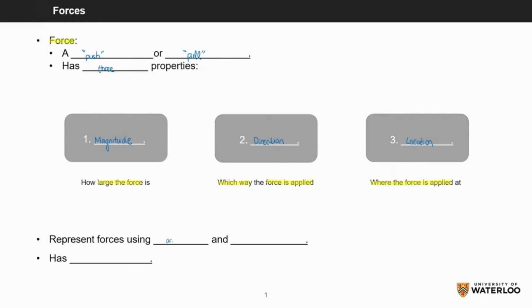We represent forces with arrows and vectors since forces have a direction and not only a magnitude.